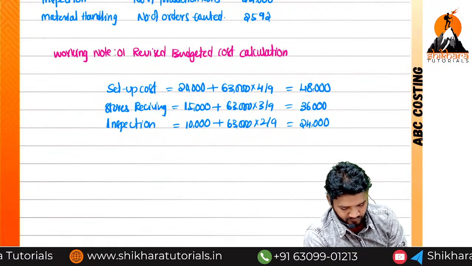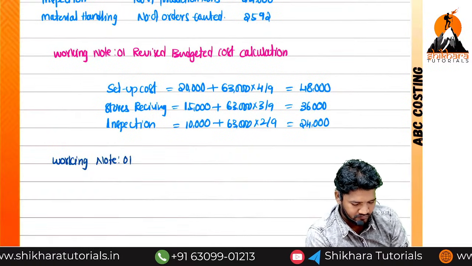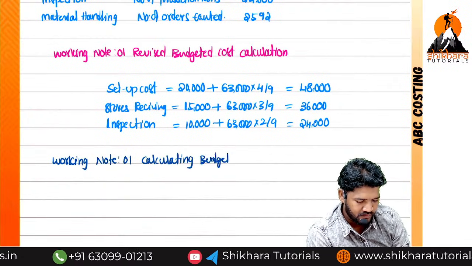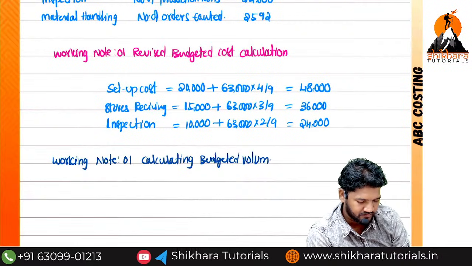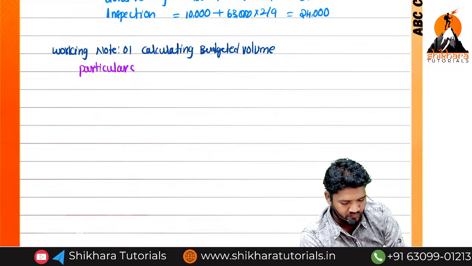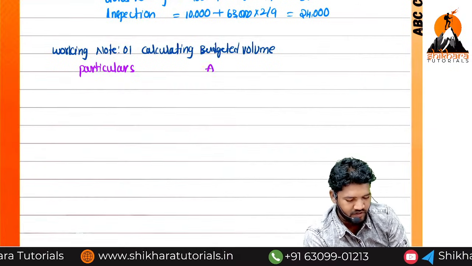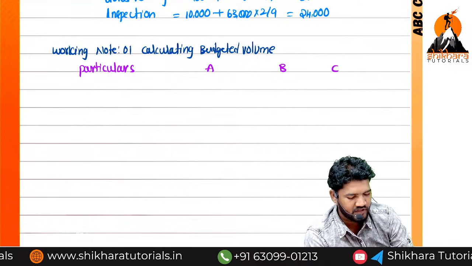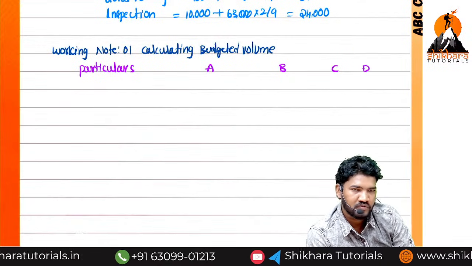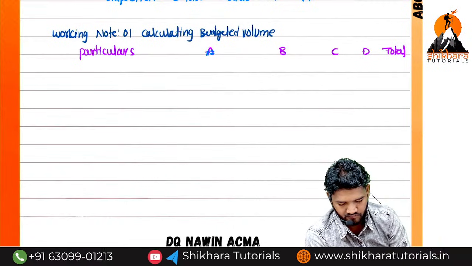Now, budgeted volume, again we have to do a working note. Calculating budgeted volume. What are the products we have? Product names. ABC only, no? D also is there. I think we want a total column also, no? Total. One minute more.